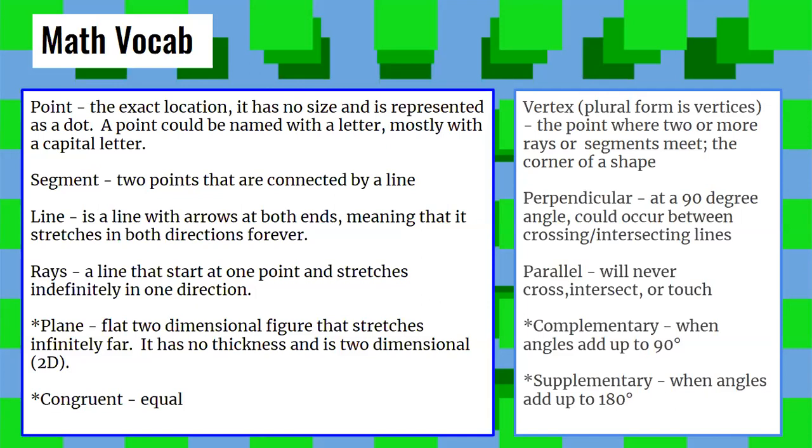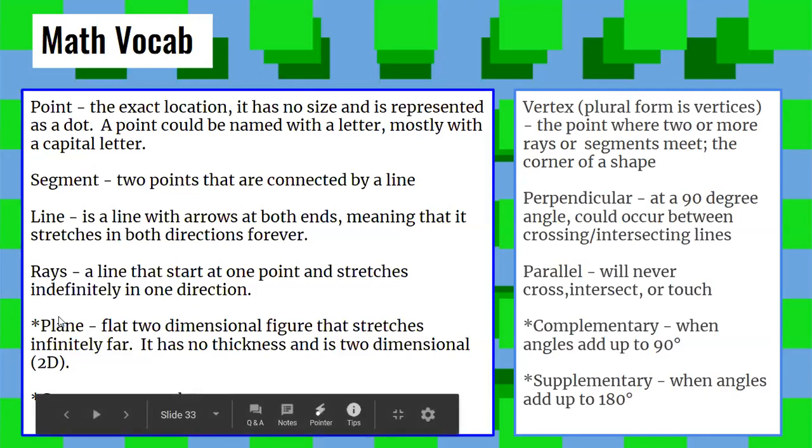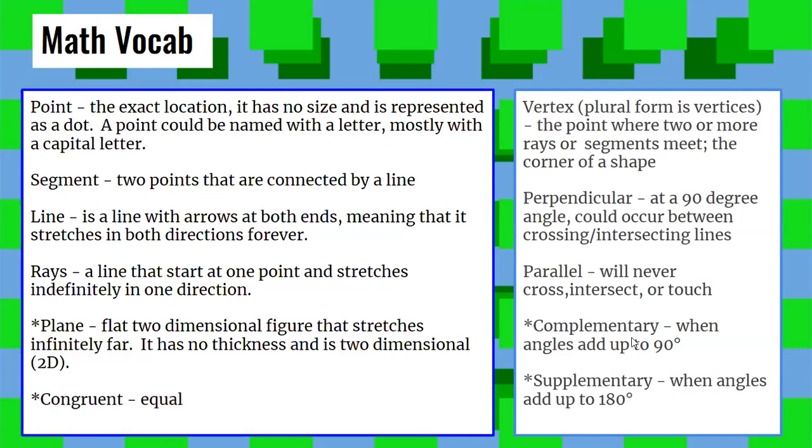And then we got parallel. Parallel means that something would never touch, cross, or intersect. So this could be lines, planes right here. Planes could be parallel. And then next we got complementary. Complementary is when angles add up to 90 degrees. Supplementary is when two angles add up to 180 degrees.